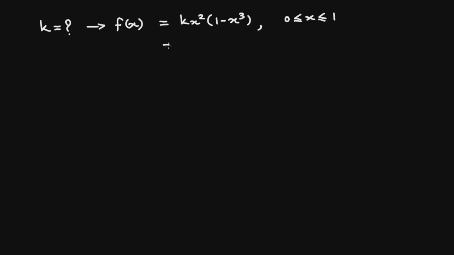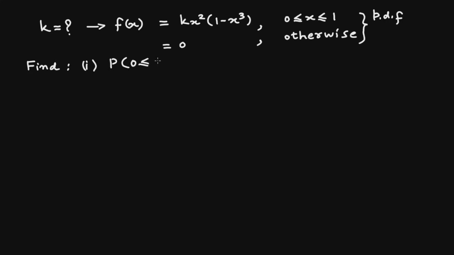Next example is similar to the earlier one. Here also we have to find value of k if function f(x), which is k x square into 1 minus x cube for domain x between 0 and 1, and it is 0 otherwise. This function is a probability density function, and therefore we have to find number 1, probability when x is between 0 and half, number 2, mean, number 3, variance.